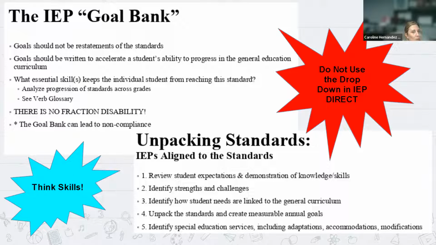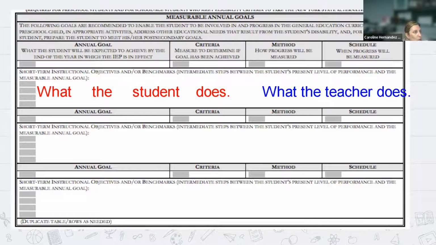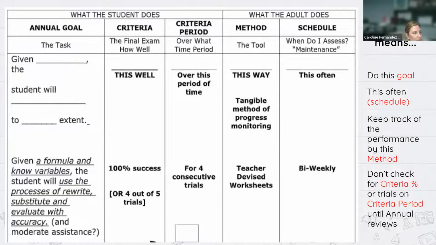And again, our goal is always to be able to then move on to them being able to do it independently. So your goal is going to be two parts, what the student does and what the teacher does. So what the student is able to do or required to do, and then how the teacher is going to measure it. So here's an example, and it often reads like a sentence. So like I had mentioned, giving the support of an instructional aid or given a formula and knowing the variables, the student will use the processes of rewrite, substitute, and evaluate with accuracy. So that might be something that is written for the first portion of the annual goal.